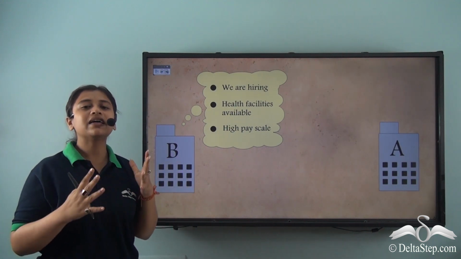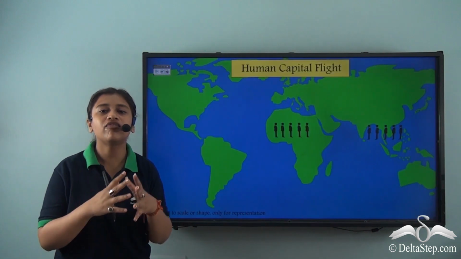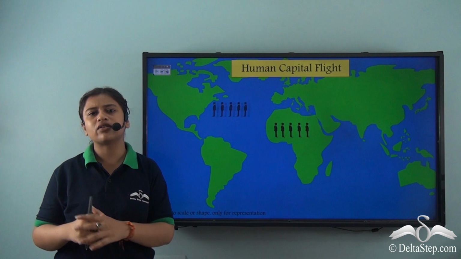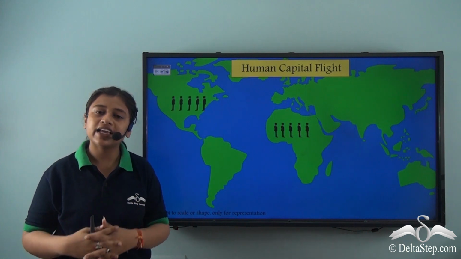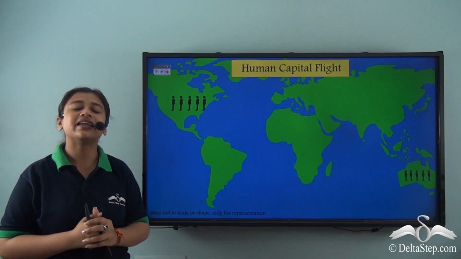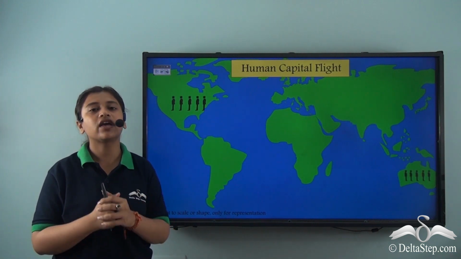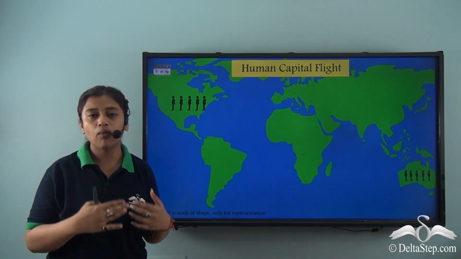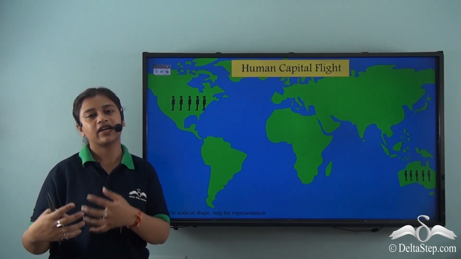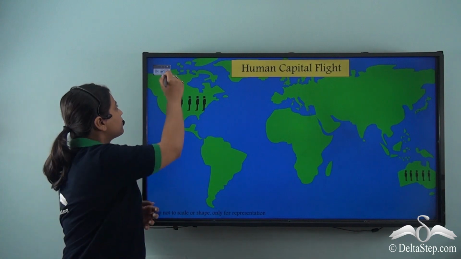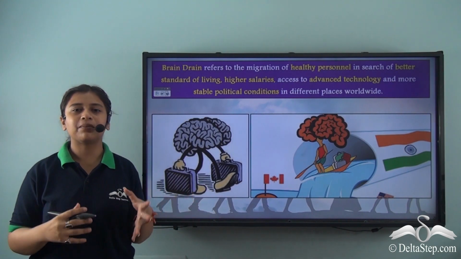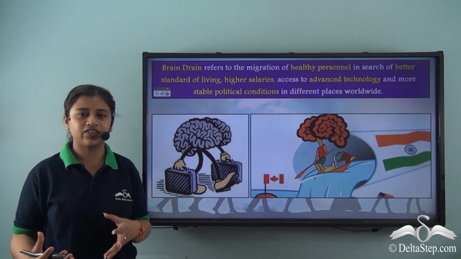So, a similar case happens in case of countries. Countries that spend money and resources on their citizens for their education and livelihood find that they tend to go out to other countries and impart their skills there. So they contribute not to their home country, but to the country they are going to work or pursue higher education from. So this situation is known as human capital flight or brain drain, right?